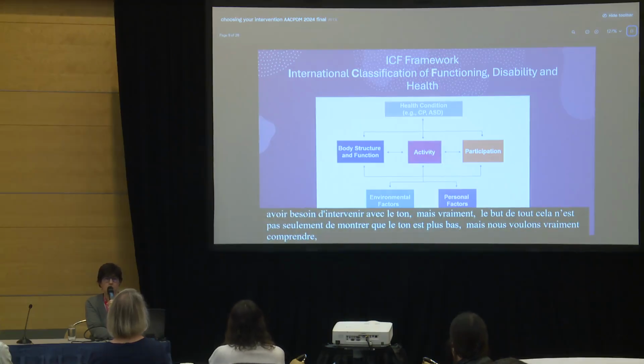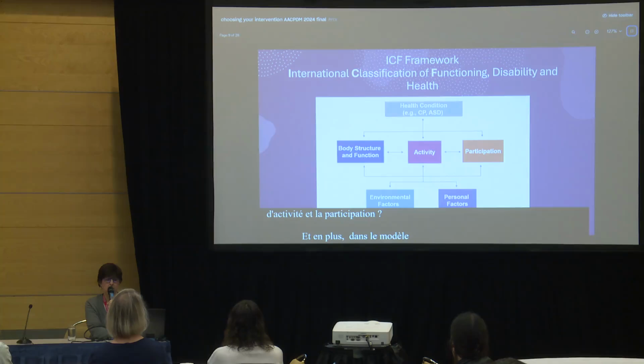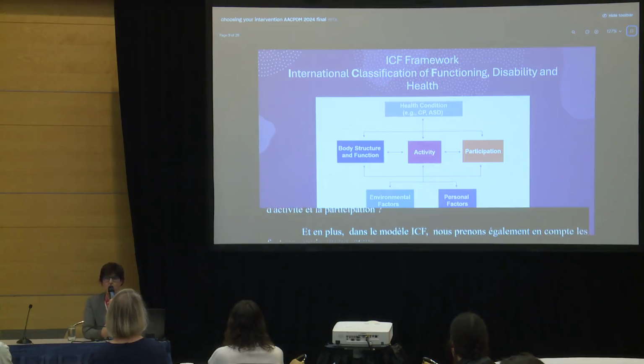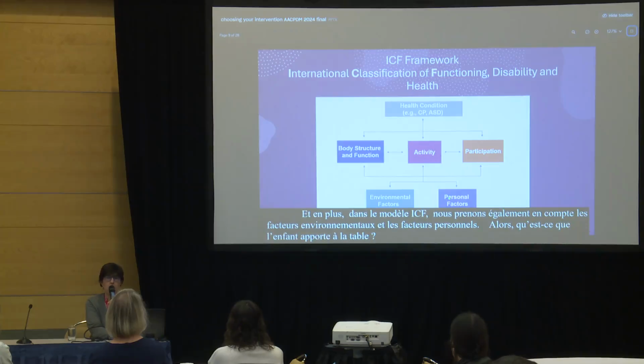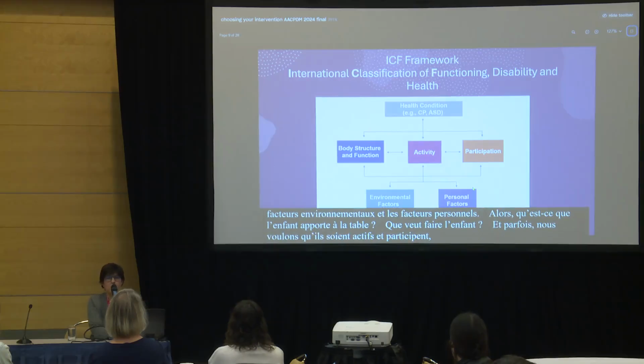In addition, in the ICF model, we also take into account environmental factors and personal factors. So what is it that the child brings to the table? What is the child wanting to do? And sometimes we want them to be active and participate, but the child might be an anxious child, and actually us pushing them in that direction might create more anxiety and might not be the right thing, and vice versa.